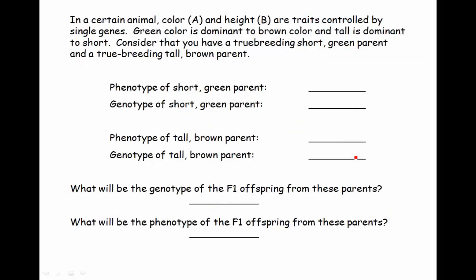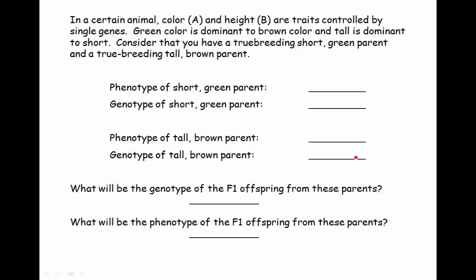We look at this example. In a certain animal, color, represented by A, and height, which is represented by B, are traits that are controlled by single genes. Green color is dominant to brown color, and tall is dominant to short. Okay, so we want to consider that we have a true breeding short green parent and a true breeding tall brown parent. And then we've got some questions concerning them.